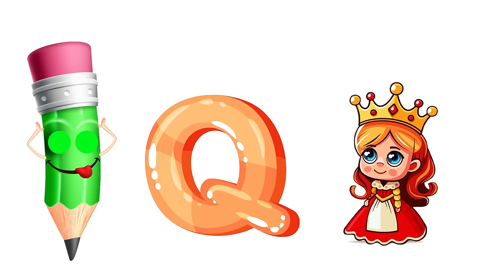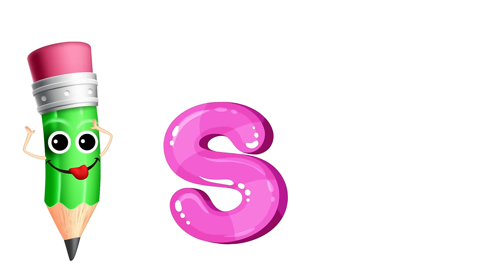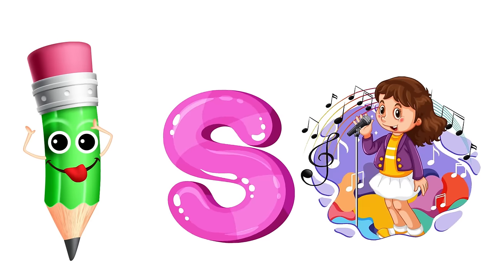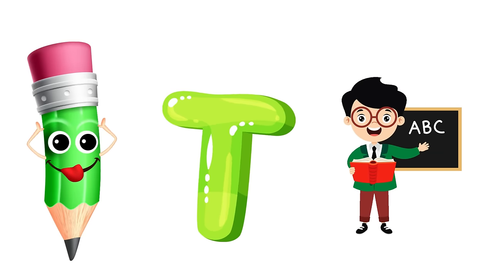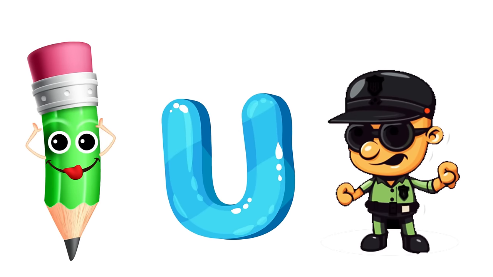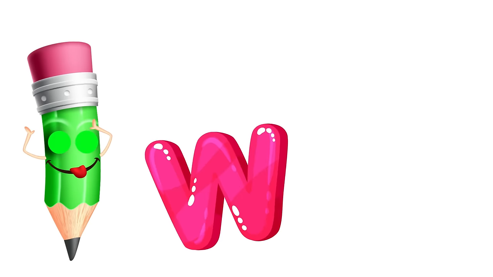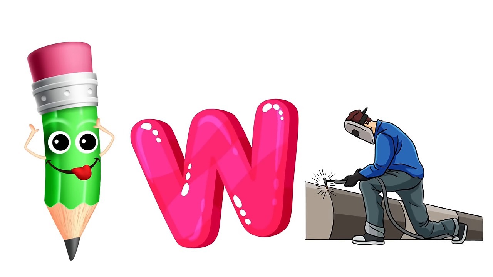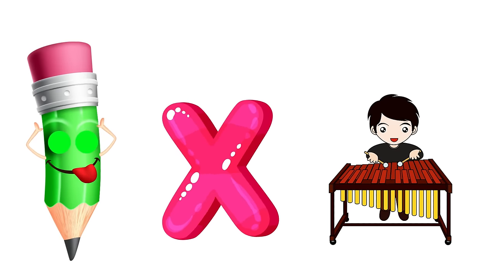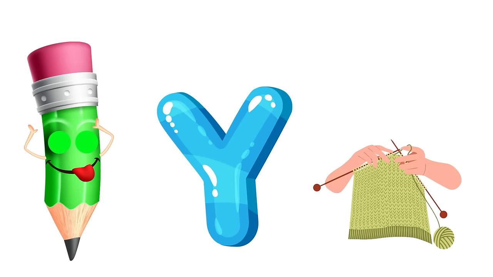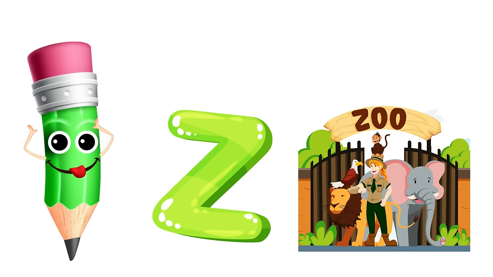Q is for queen. R is for reporter. S is for singer. T is for teacher. U is for umpire. V is for vendor. W is for welder. X is for xylophonist. Y is for yarn winder. Z is for zookeeper.